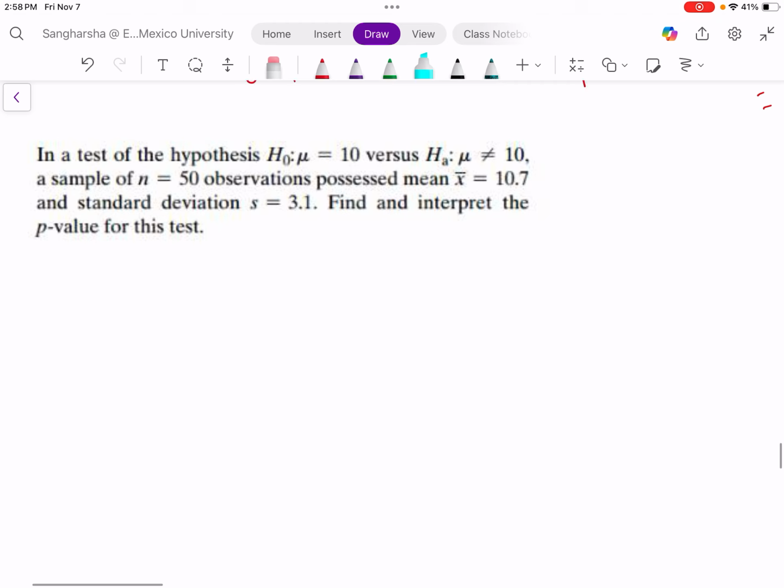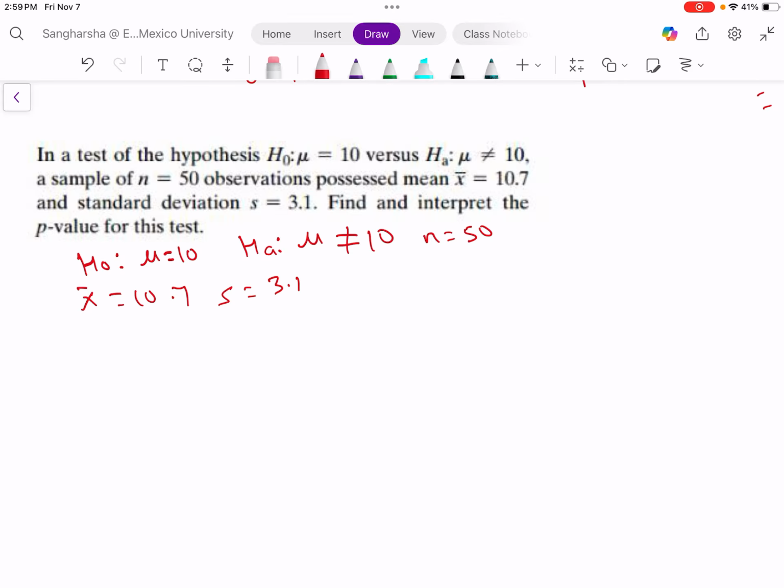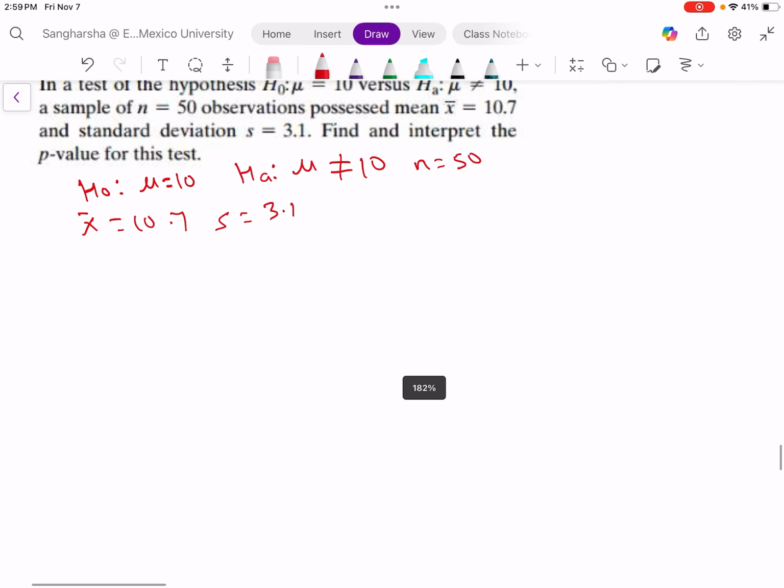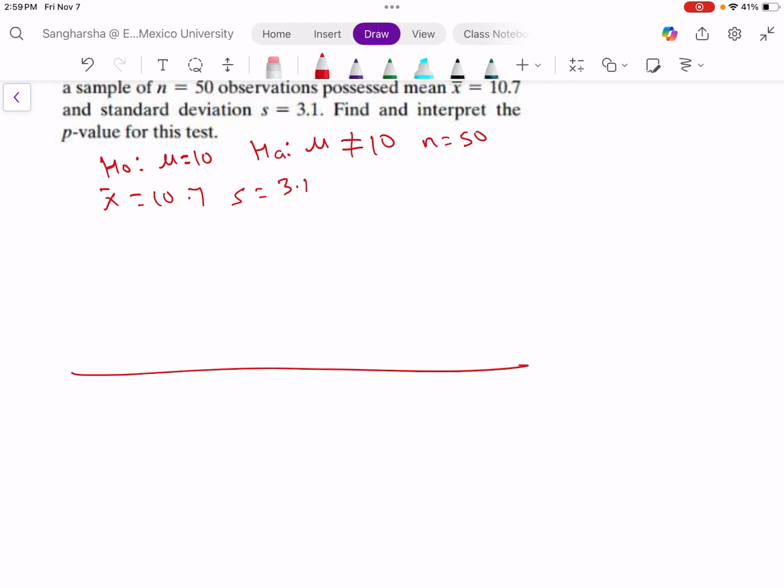Okay, the next here we have our null hypothesis mu equals 10, alternative hypothesis mu not equal to 10, sample size is 50, x bar is 10.7, standard deviation is 3.1. We are asked to find and interpret the p-value. Very similar. Let's start with finding the test statistic. Our sample size is 50 and our parameter is mu. So this is a large sample size with a parameter mu.